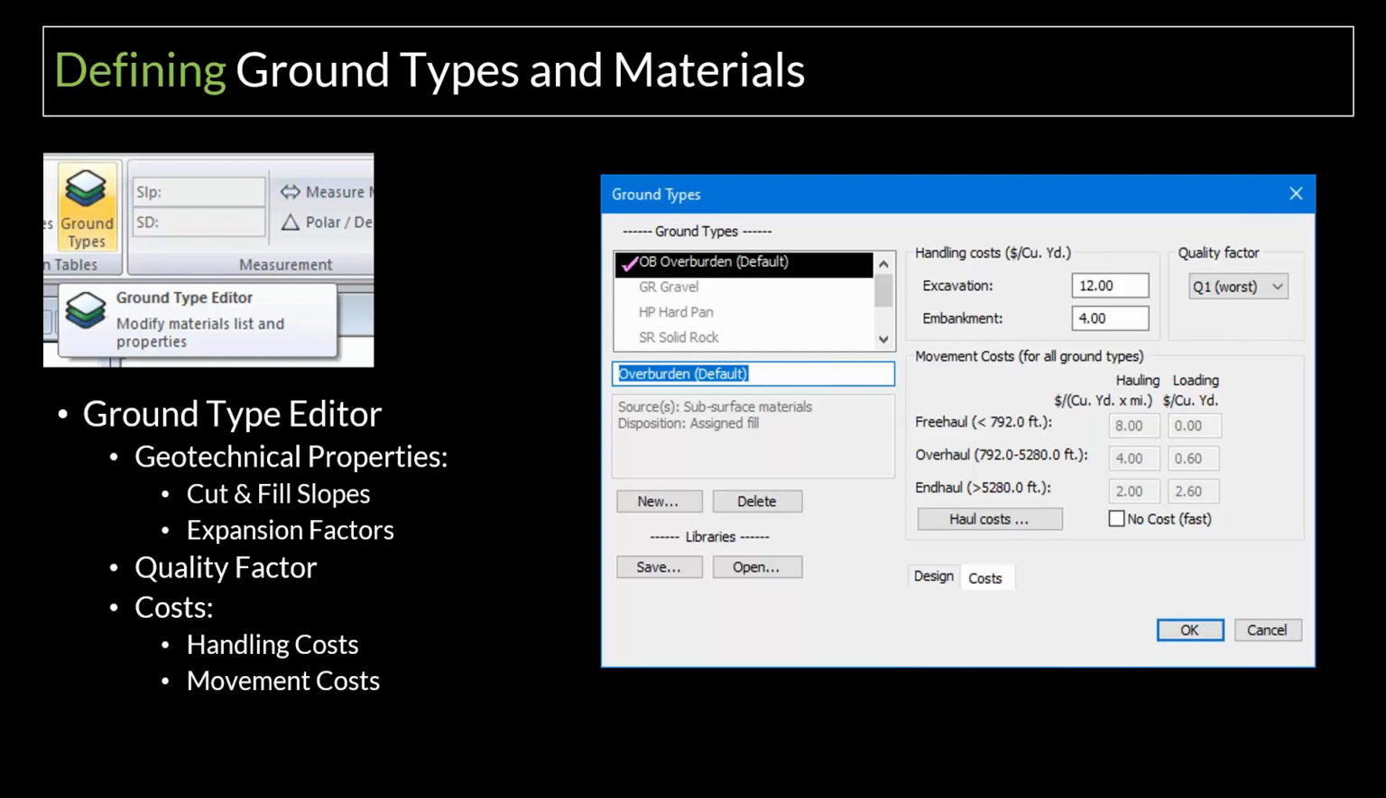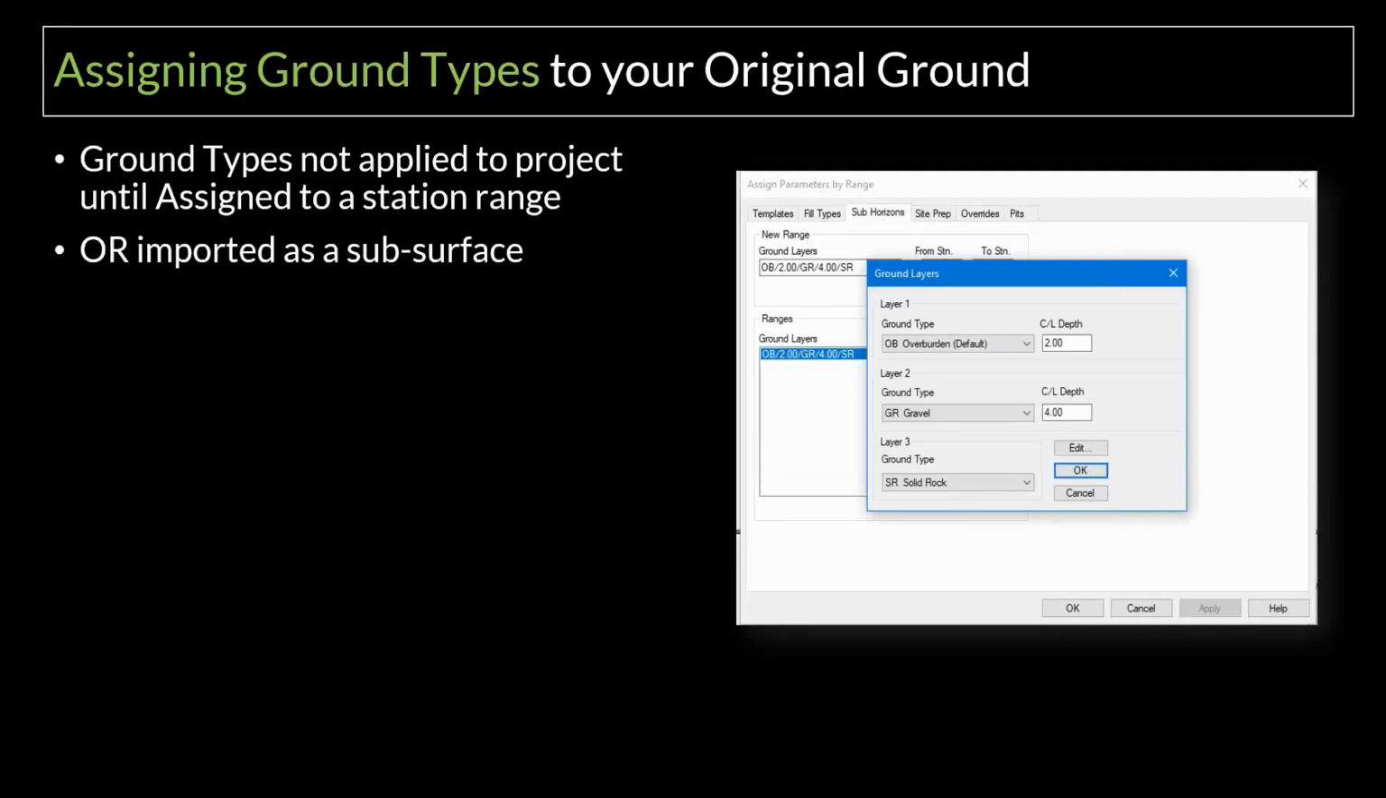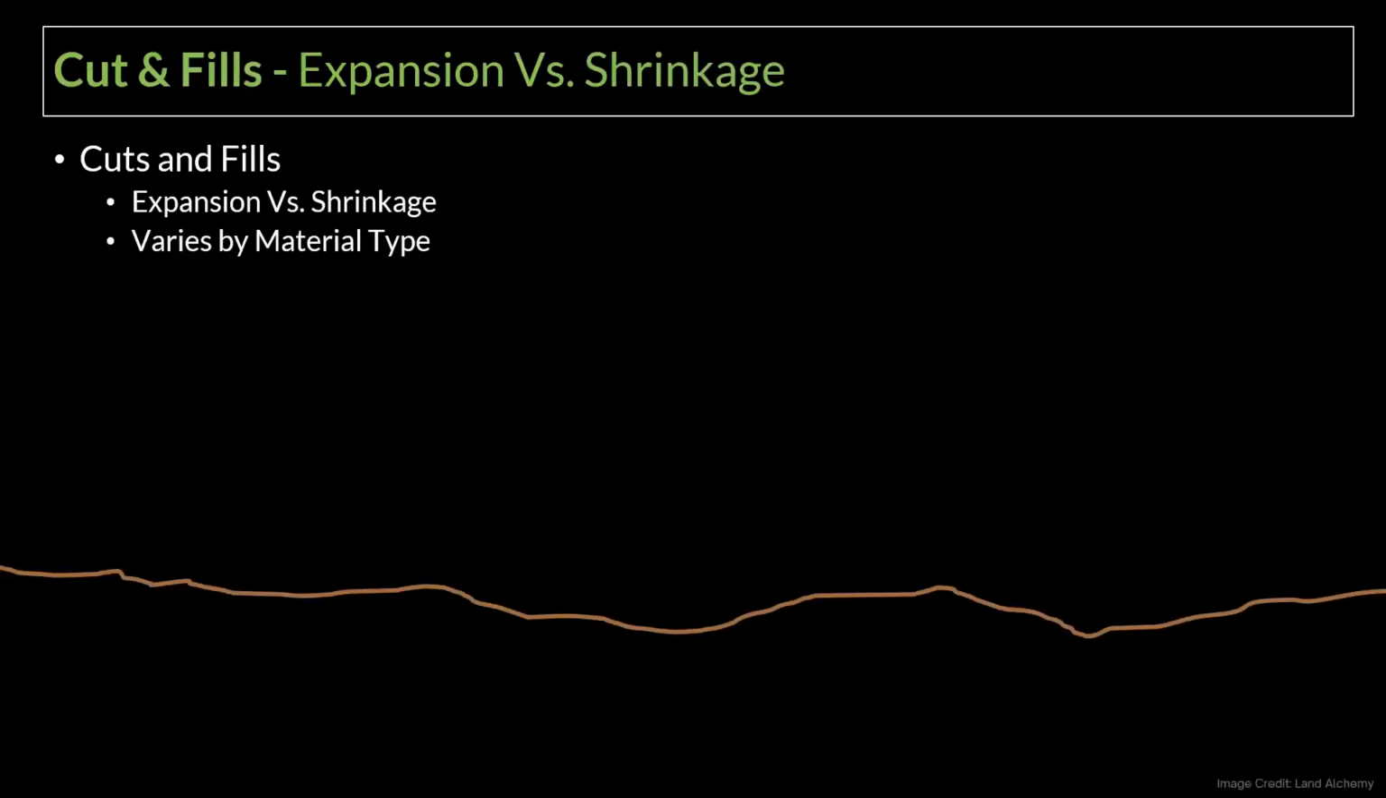Now, I mentioned this is just a library that stores these different materials that we have to pull from. We can assign those materials in the assign by range side of the software. So similar to assigning something like templates, we can use the assign by range to assign things like subhorizons, fill types, site prep, and pits. So I'm not going to jump right into the software and focus on how applying all these different things works. I'm going to do my best to break these out into those individual parameters and considerations and talk about how they affect things before we tie it all together.